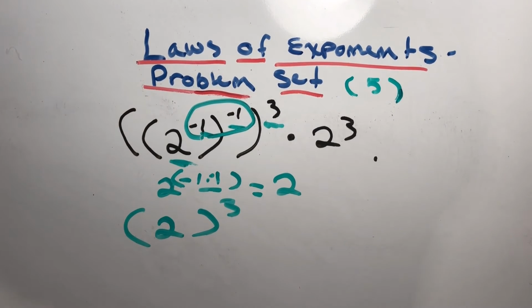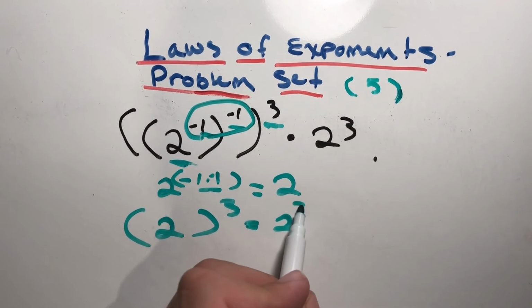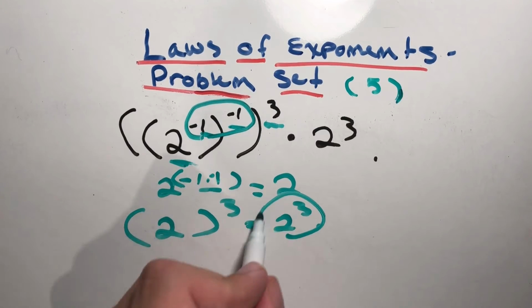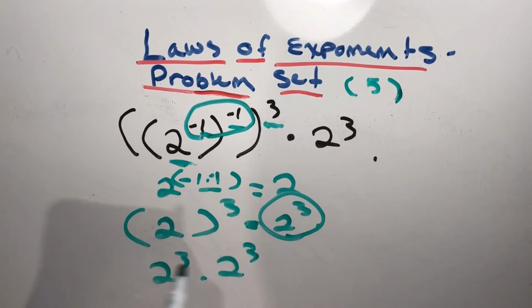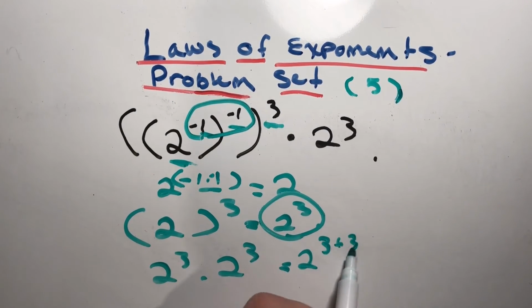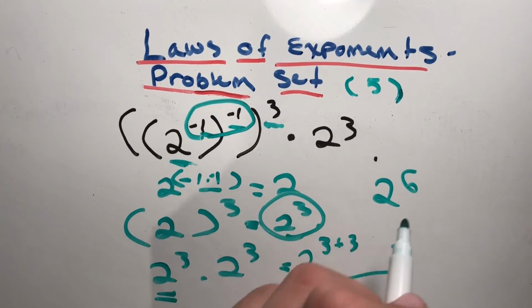So now we just have 2 to the third power. The next step is we take this 2 to the third power and multiply it by the other 2 to the third power. Then we can just apply that first law, and we just add the powers. We get 2 to the 3 plus 3, which gives us a final answer of 2 to the 6th, which is 64.